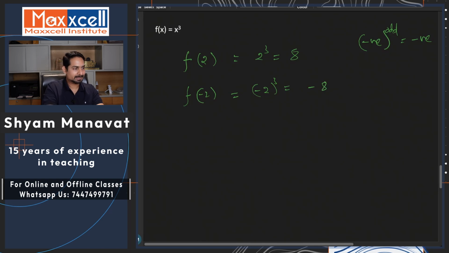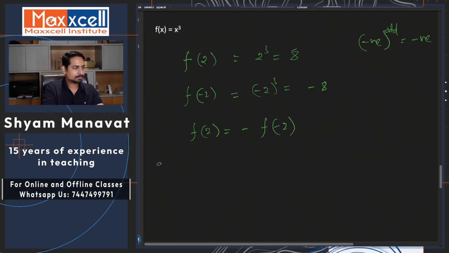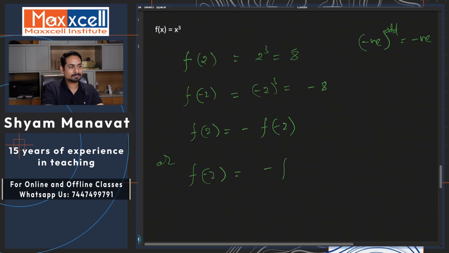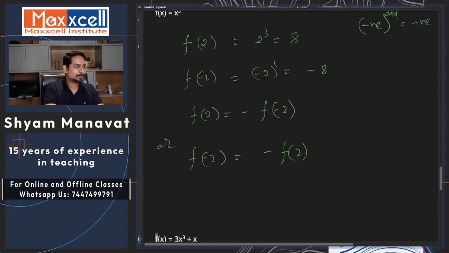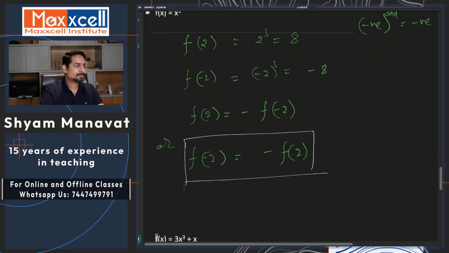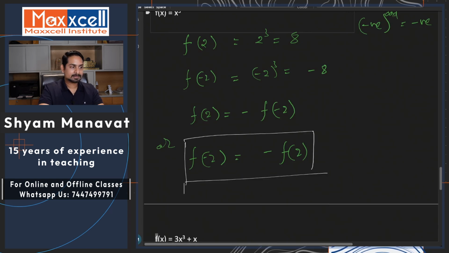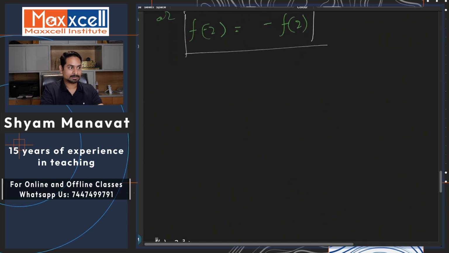What does it mean? It means f of 2 equal to minus of f of minus 2, or you can also say f of minus 2 is equal to minus of f of 2. It is one and the same thing. Yes, did you get this? Yes, no? That is your odd function. Remember that.